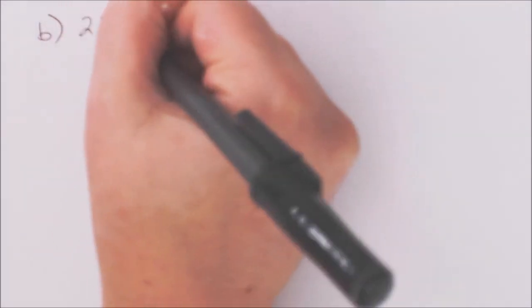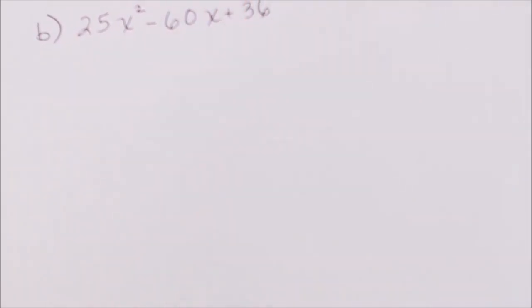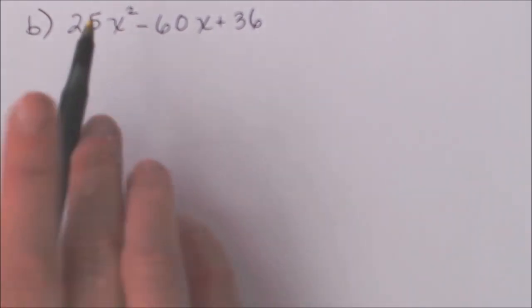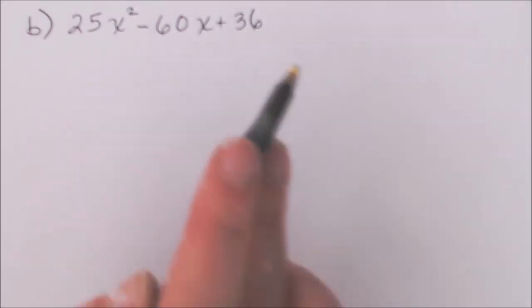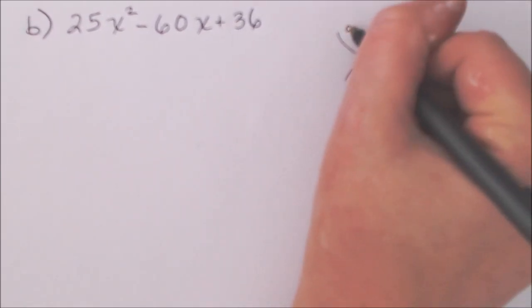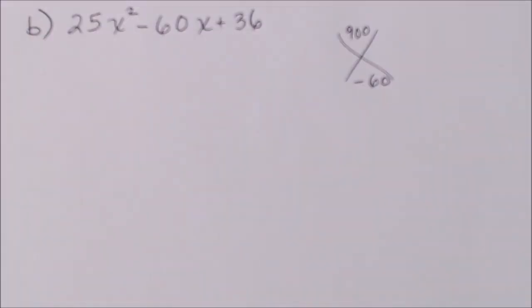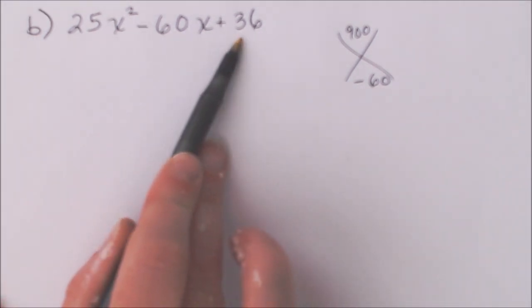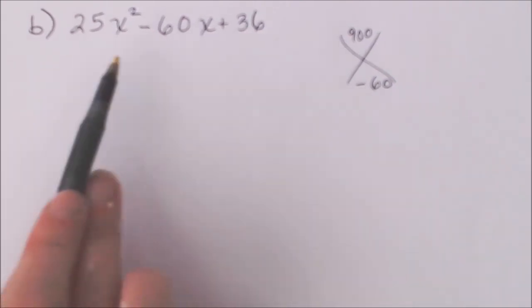How about 25x squared minus 60x plus 36? We could use the AC method. We could multiply 25 and 36 and get that product. I think it's 900 if I'm not mistaken, and find two numbers that multiply to 900 and add to negative 60. However, I really don't want to break down 900, it's a pretty big number. So notice that the first term is a perfect square, the third term is a perfect square, and the middle term is even. So this makes me think maybe this is a perfect square trinomial.